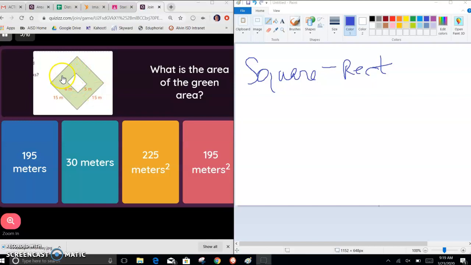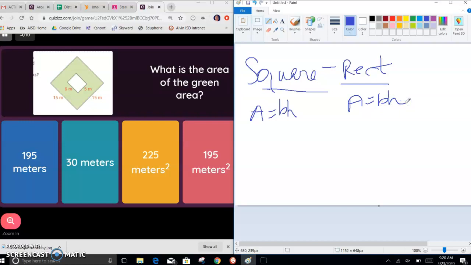Okay, on this question, it's asking what is the area of the green. That's basically finding the shaded region. I want this green area, and I want to take out this little white space. The green area is a square. The little white space is a rectangle. You can see my sloppy handwriting, square and rectangle. So its area is base times height. Area is base times height.